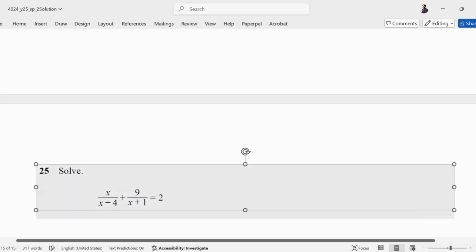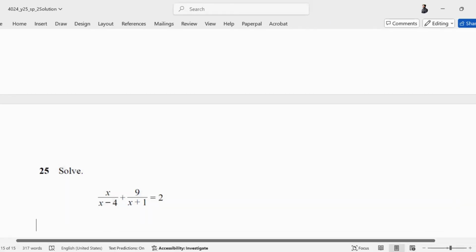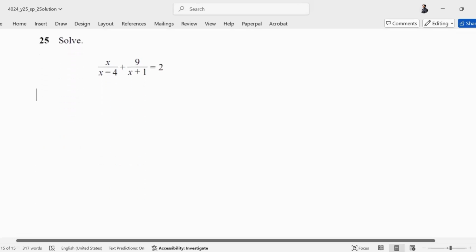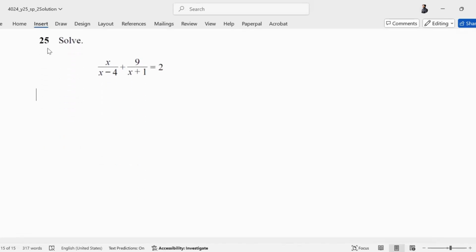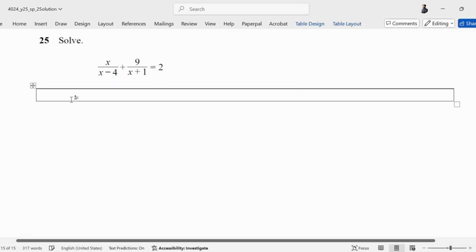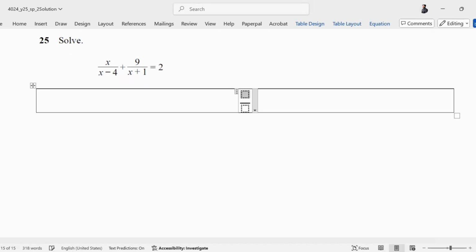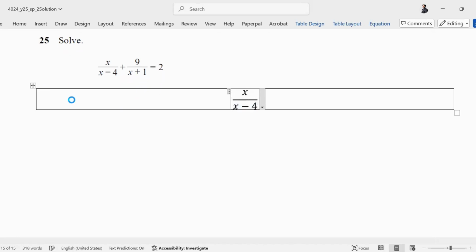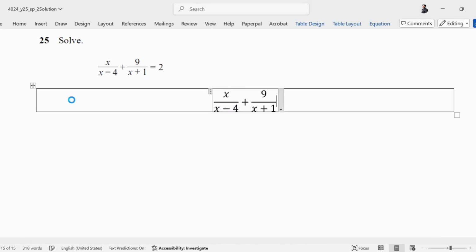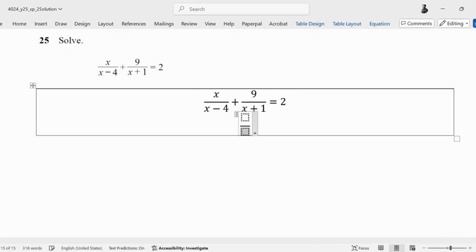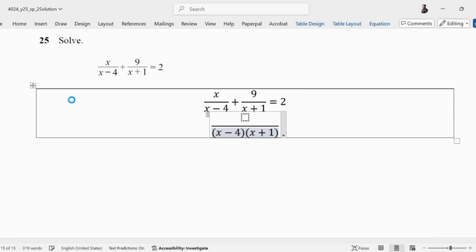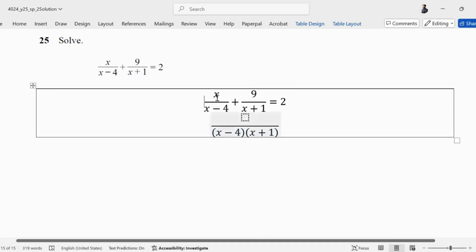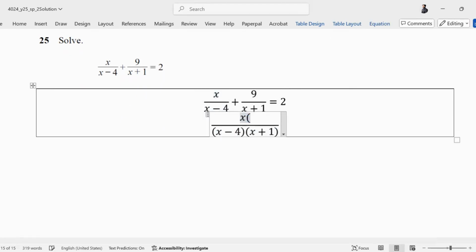So going on to the last question, please be very careful with the steps in this one because there are very high chances of error at the level of algebra that is involved in this question. So the first thing that we'll do is take LCM on the left side, which is x minus 4, x plus 1. So x is multiplying by x plus 1, so the numerator will also multiply by x plus 1. 9 will multiply by x minus 4.